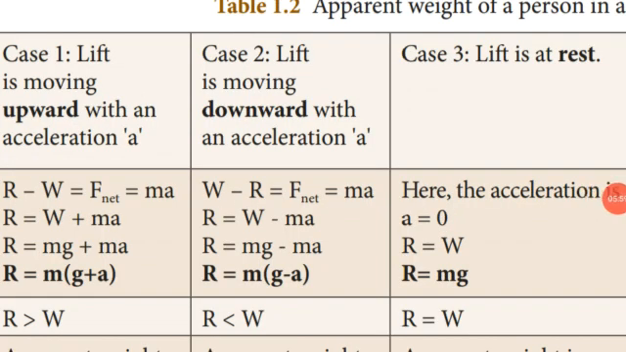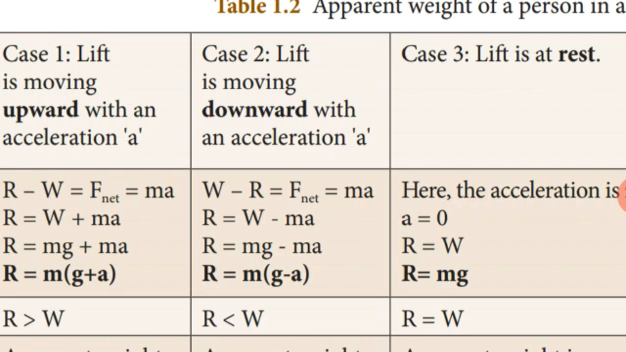Now see the case 2. Lift is moving downward with an acceleration a. W minus R equal to F net, it's equal to ma. R equal to W minus ma. We know W equal to mg, so substitute R equal to mg minus ma. Take the m outside, R equal to m into g minus a. We can use the above formula when R is lesser than W. That is, apparent weight is lesser than actual weight, means we can use the formula R equal to m into g minus a.